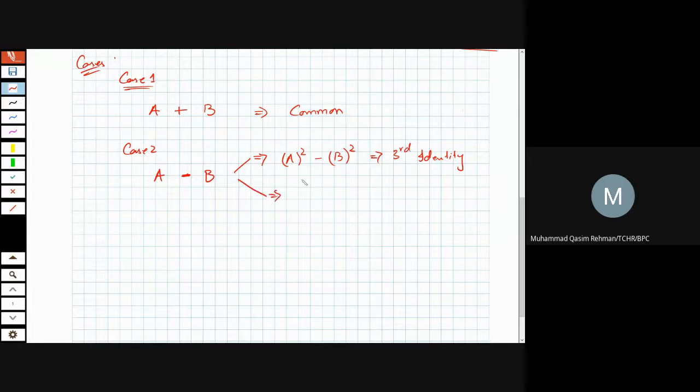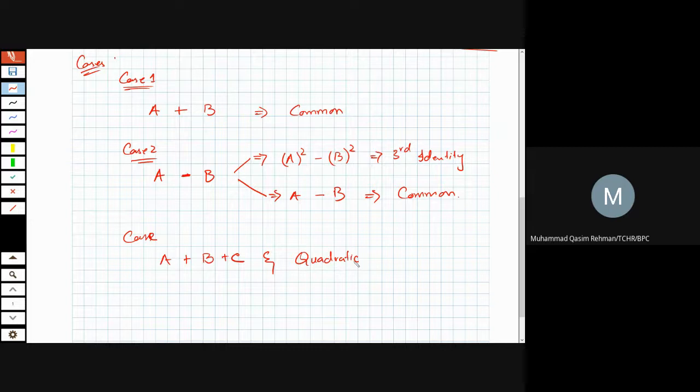The second priority, if you are not able to write down each term as a square of something, then you will take a common. Okay. All right. Case 3. If you have three terms and these three terms are basically a quadratic one.